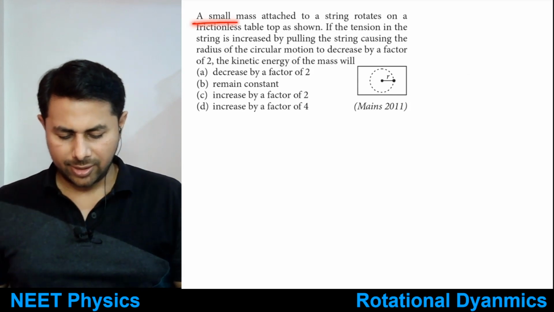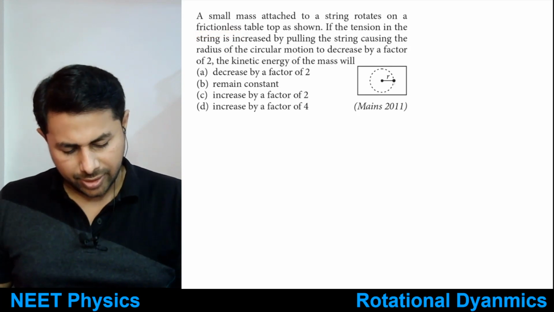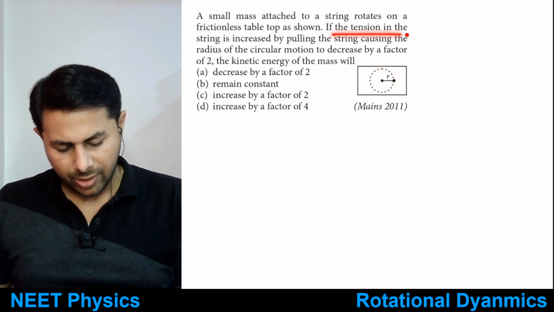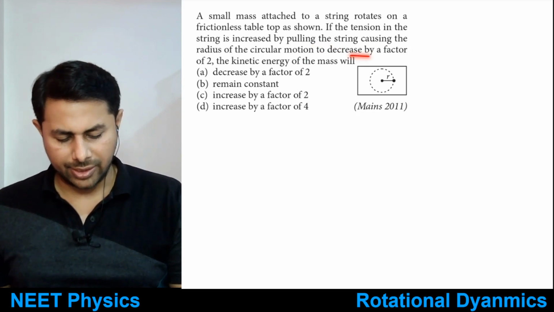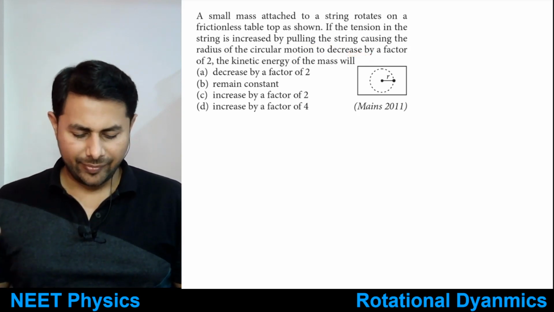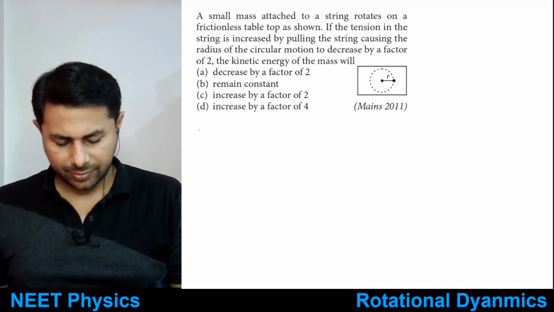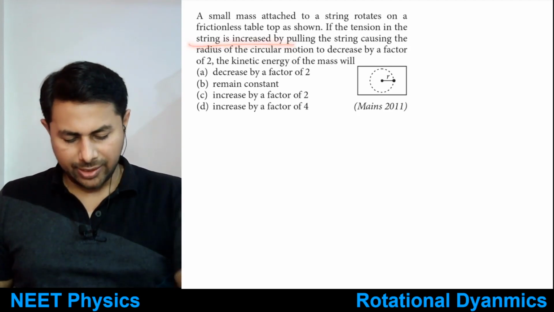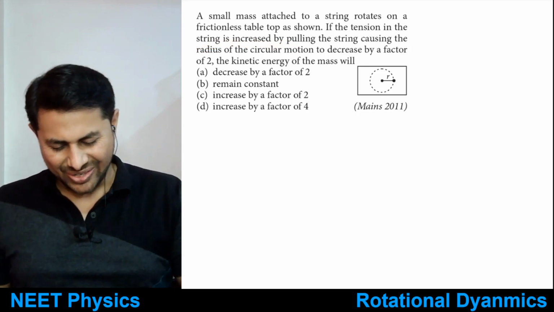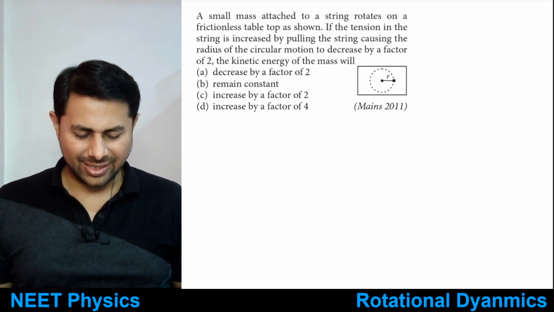Alright, next one. A small mass attached to a string rotates on a frictionless tabletop as shown. So this small mass rotates on this tabletop. If the tension in the string is increased by pulling the string, causing the radius of circular motion to decrease by a factor of 2, then the kinetic energy of the mass will, tell me, what is done. If tension in the string is increased by pulling the string, causing the radius to decrease by a factor of 2, the kinetic energy of the mass will.